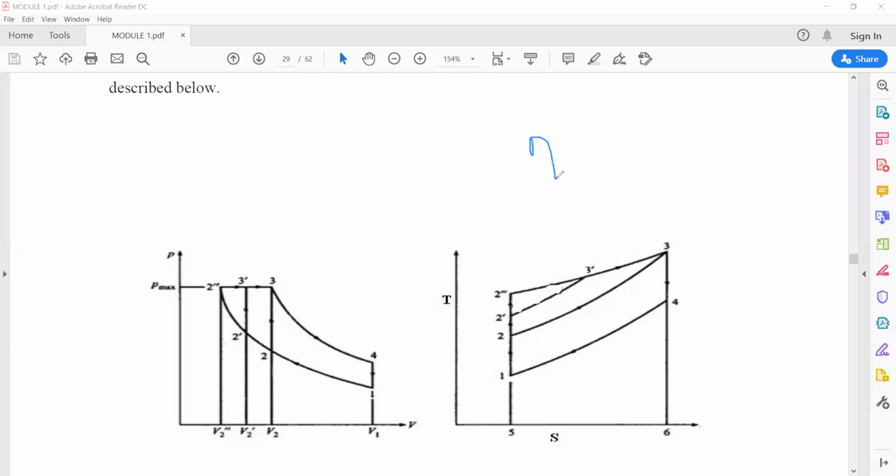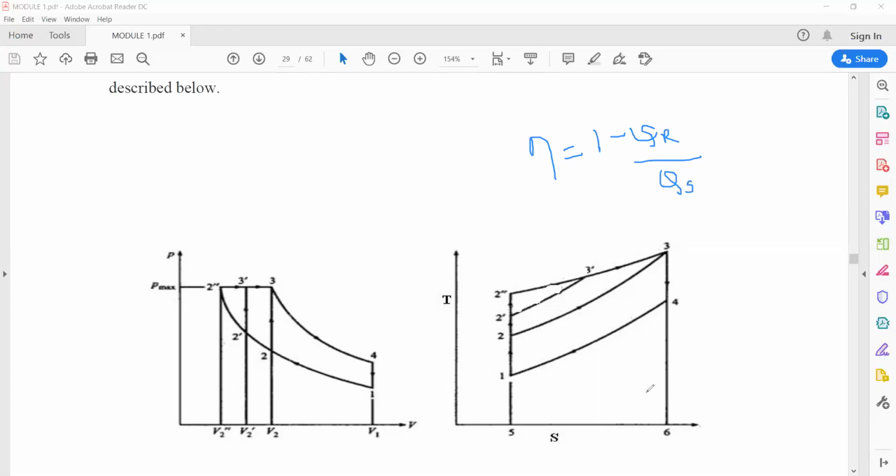The efficiency of a cycle is given by 1 minus QR, the heat rejection, divided by the heat supplied. From this equation, it is clear that QR remains constant for all three cycles, so the only variable is the heat supplied. If the heat supplied is more, then the efficiency will be more. If the heat supplied is less, the efficiency is less, because QS is in the denominator.